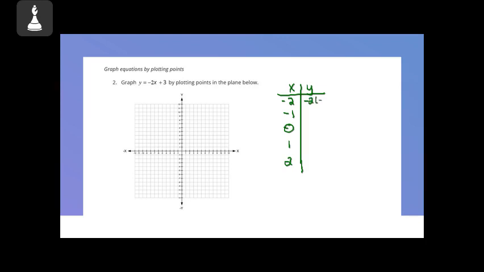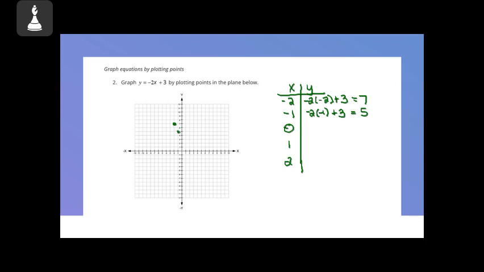-2 times -2 plus 3. Well, -2 times -2 is 4. 4 plus 3 is 7. So there's our first point, (-2, 7). I'm going to plug in -1. -2 times -1 plus 3. Well, -2 times -1 is 2. 2 plus 3 is 5. So -1 is at 5.